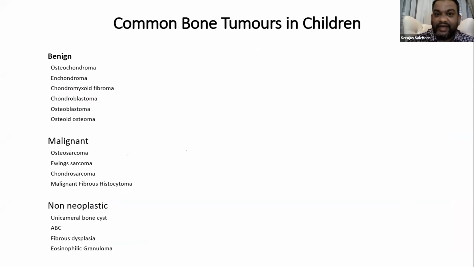But in children, the most common benign tumors are osteochondroma, enchondroma, chondromyxoid fibroma, chondroblastoma, osteoblastoma, and osteoma. The malignant tumors are osteosarcoma, Ewing's sarcoma, chondrosarcoma, and malignant fibrous histiocytoma. Some non-neoplastic lesions also found in children are the unicameral bone cyst, aneurysmal bone cyst, fibrous dysplasia, and eosinophilic granuloma.